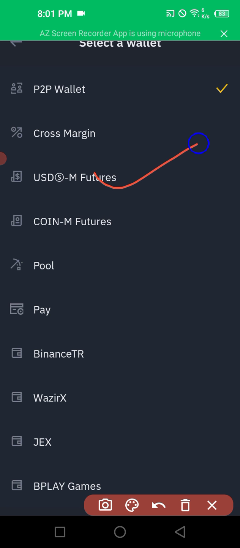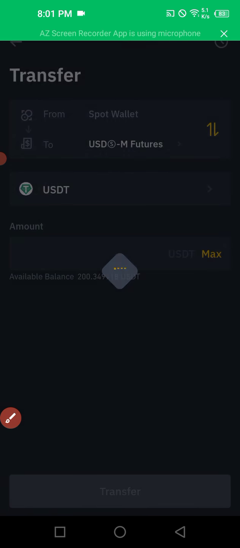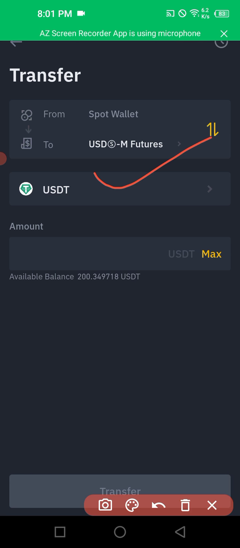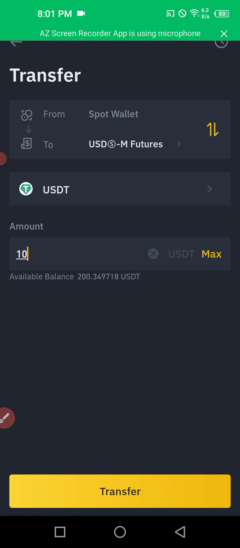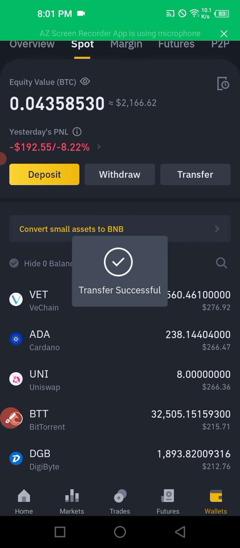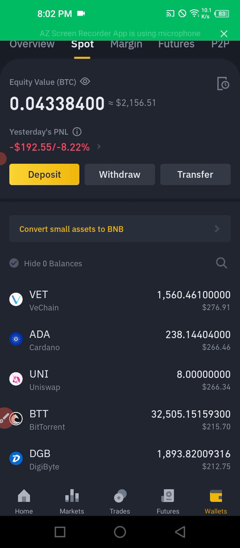Select USD futures, because we are sending USDT, which is dollar. Once you click on USD futures, it will ask you how much you want to transfer to your futures wallet. Remember, the amount of money you transfer there is what you'll be using to trade. It's not all you have funded in your Binance account. So let's transfer 10 USD. Type in 10. You can transfer 5, any amount you have. Then you click on transfer.